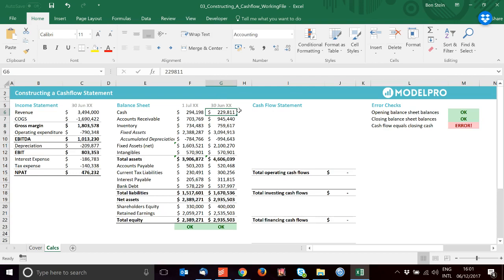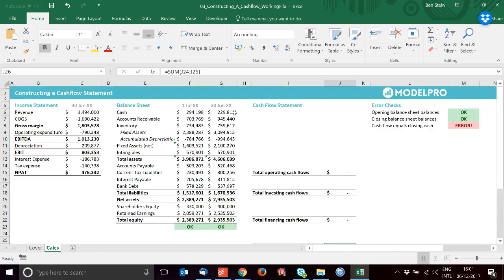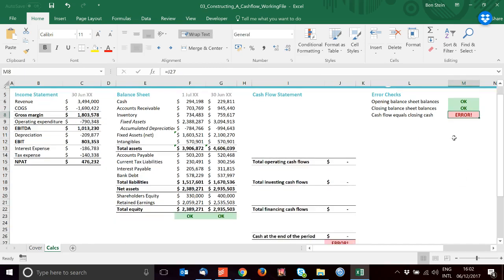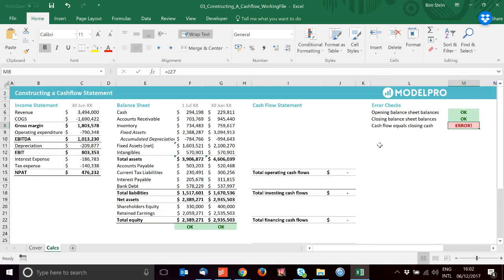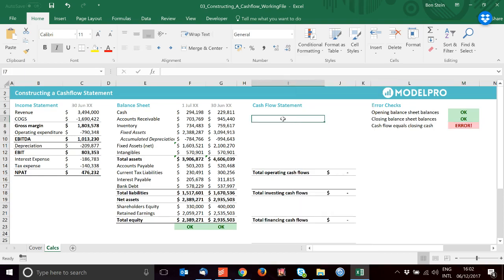In this case, just assume whatever year you'd like. So 2018, 2019, I've just assumed XX. So the cash number we should have here is $229,811. We need to get to that number, and I've just constructed a simple error check that ensures that what we're presenting is correct and that all the numbers reconcile. So let's jump into the calculations.